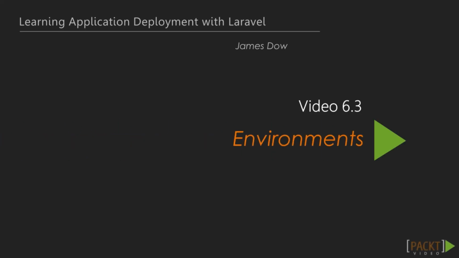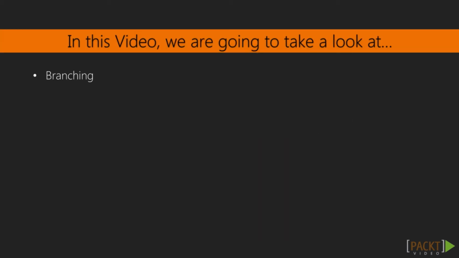Hey there! We are continuing Section 6 with Video 3, Environments. In the last video, we learned basic workflows that led to application deployment. In this video, we're going to learn how we can add different staging environments into our collaborative workflow using branches and multiple repositories and then deploy to a server.